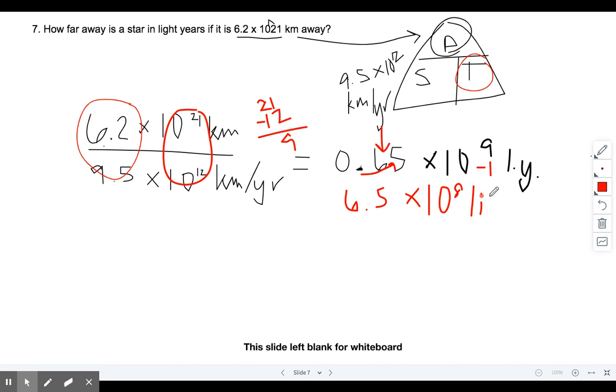So that tells us how long that light takes to reach us, and it also tells us a distance. This is what's confusing about light years. It's two things at once. So this star is 6.5 times 10 to the 8th light years away from us. But it also takes 6.5 times 10 to the 8th years for the light from that star to reach us. So two things it's telling us at once.